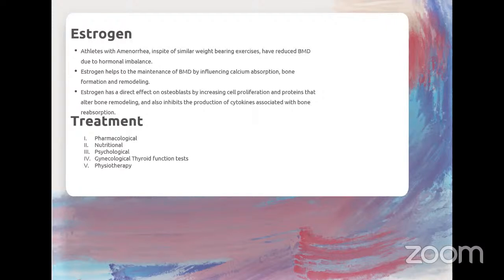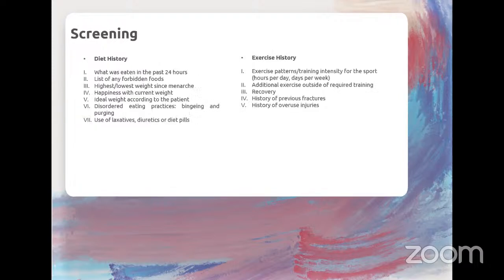So estrogen, calcium, and vitamin D play part in the process that will help improve bone health. So having these in the right amount is important. Now, what is the treatment for this? So it is not treatment from one perspective, but many people are involved in this, because you need a pharmacological treatment, nutritional treatment, psychological treatment, gynecological, and physiotherapy.